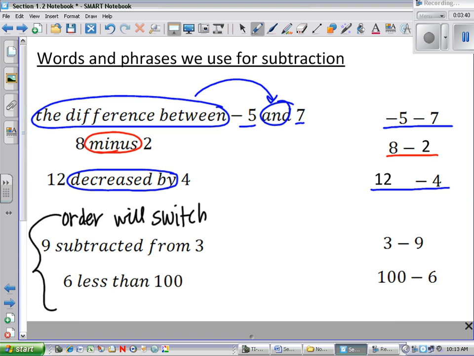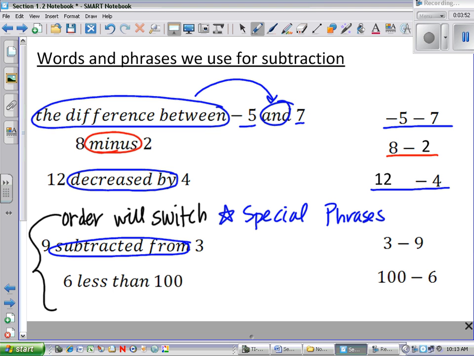I call these my special phrases because I have to be careful with the order that I write the numbers in when I translate. 9 subtracted from 3 tells me not only do I want to use the operation of subtraction, but "from" tells me which number goes first. So I'm going to put the 3 first. I'm switching the order. Here I have 9 and then 3. When I write it in algebraic form, 3 comes first.